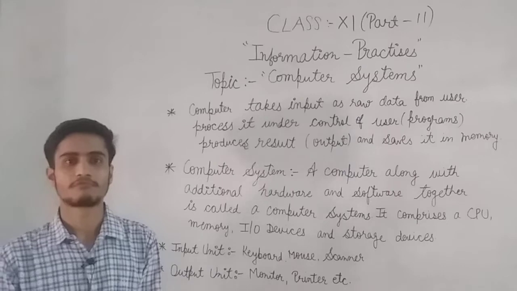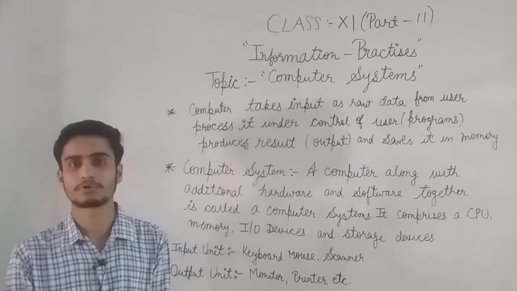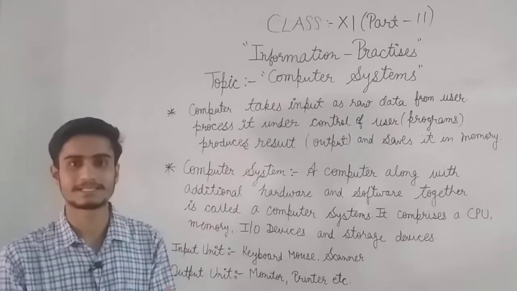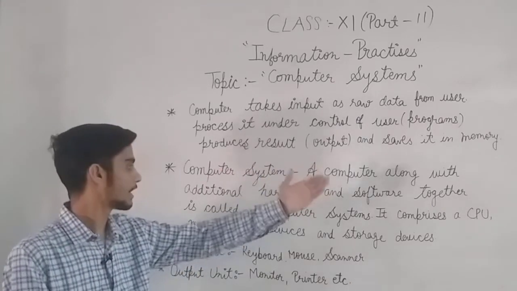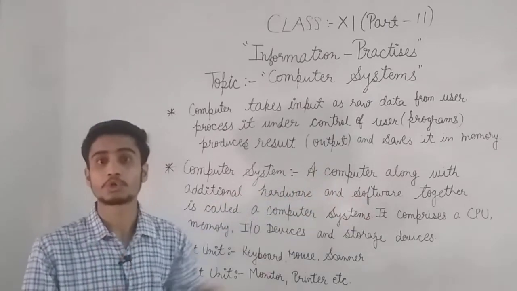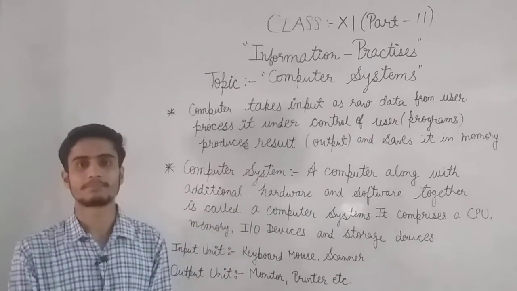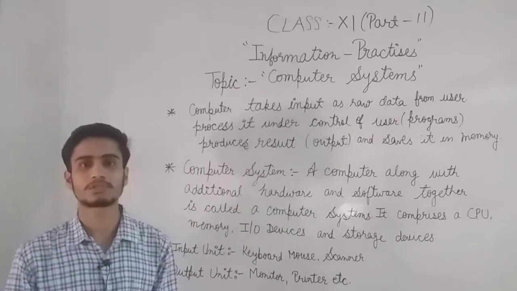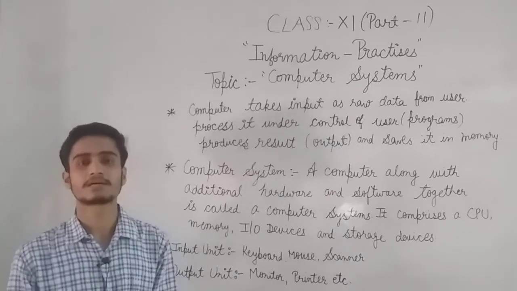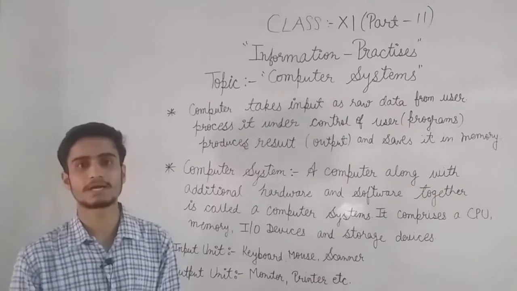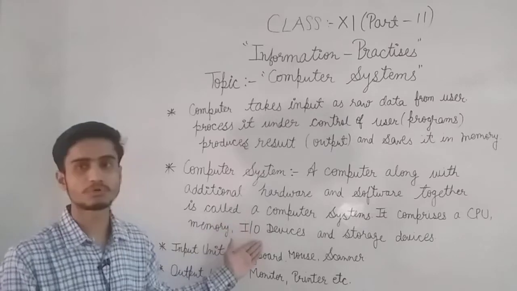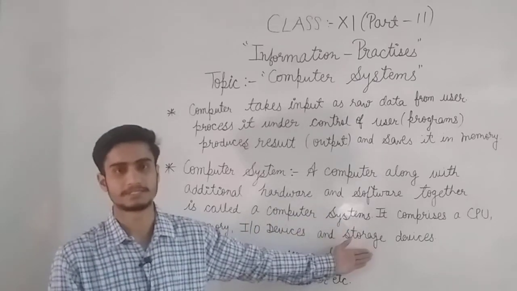Okay. So now we talk about what a computer system is. Only a computer is not a computer system. So let's understand: a computer along with additional hardware as well as software together is called a computer system. When we combine the hardware and software, it makes the computer system. It also comprises central processing units such as CPU, memory, input-output devices and storage devices.